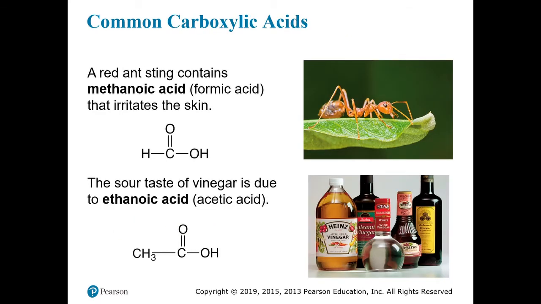Carboxylic acids are relatively common in nature. So, for example, the sting of a red ant contains methanoic acid, which is a skin irritant. Methanoic acid is more commonly known as formic acid. This comes from the Latin word for ants, which is formica. It's not related to the common building material, but it is the root of this word, formic acid, as well as compounds with common names like formaldehyde.